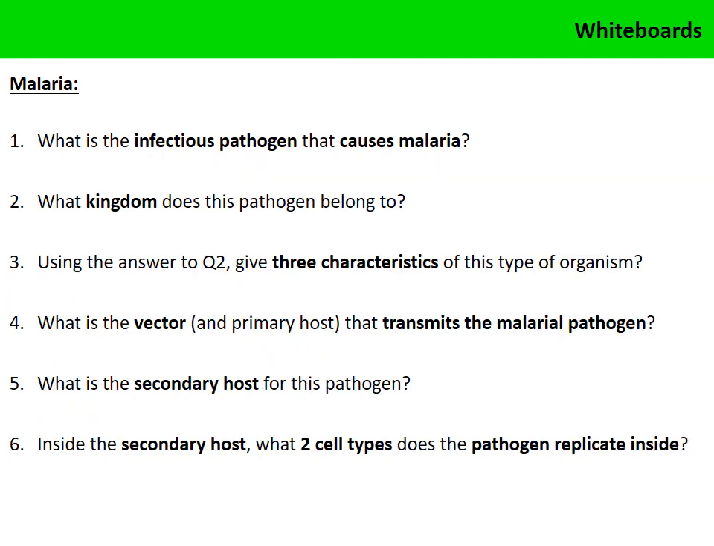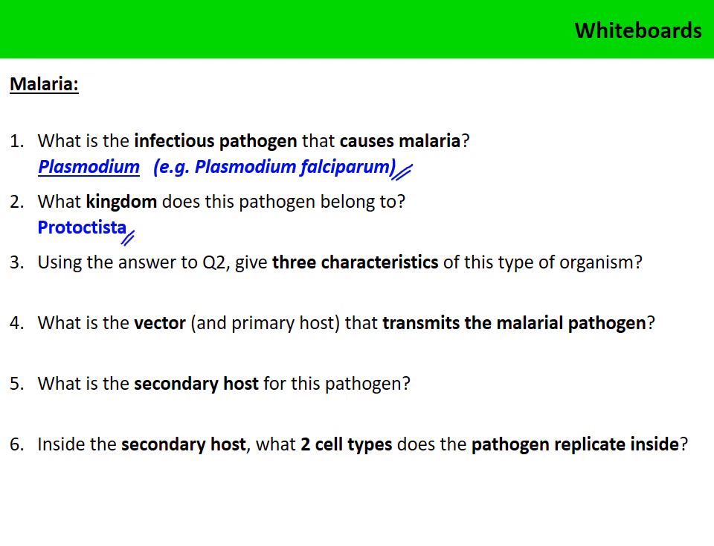Okay, so if you look at the first question then, what is the infectious pathogen that causes malaria? Well, we know it's Plasmodium. Now, Plasmodium falciparum is the actual main species of Plasmodium that causes malaria, about 50% of cases in humans. We know Plasmodium belongs to the Protoctista kingdom. It's a protozoan. It's a unicellular eukaryotic cell.